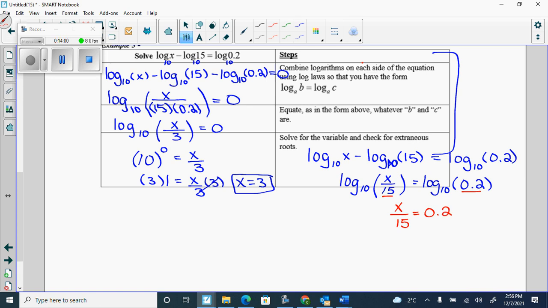This only works when you have all logs though, right? Only when you have all logs does this work, because now you have this log equals this log, so what's beside the logs must equal. And then I just multiply by 15, and it's 3. And I've already verified 3, so that's good. Okay? Flip over.